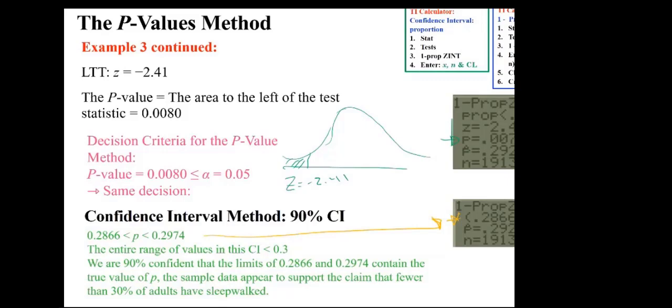P is between 0.2866 and 0.2974 if you use the technology. The entire range of values in this confidence interval is less than 0.3. So we are 90% confident that the limits of 0.2866 and 0.2974 contain the true value of P. The sample data appear to support the claim that fewer than 30% of adults have sleepwalked.